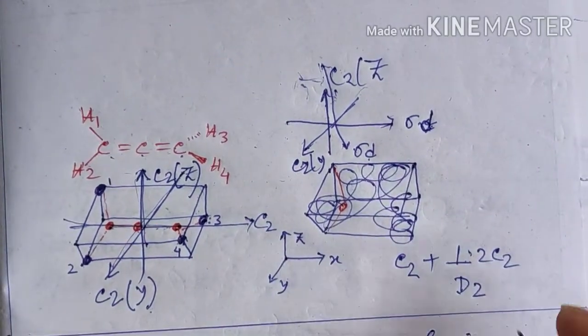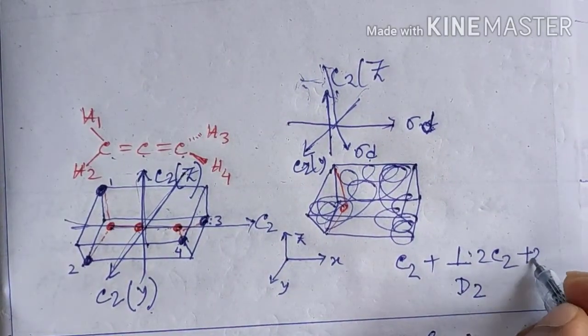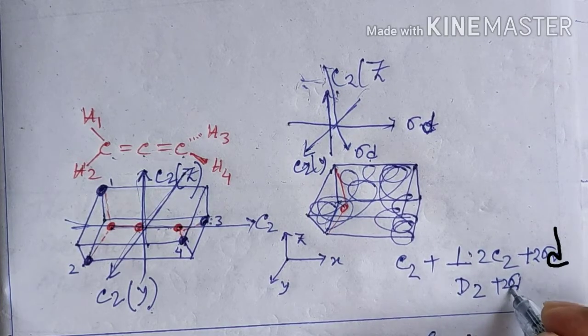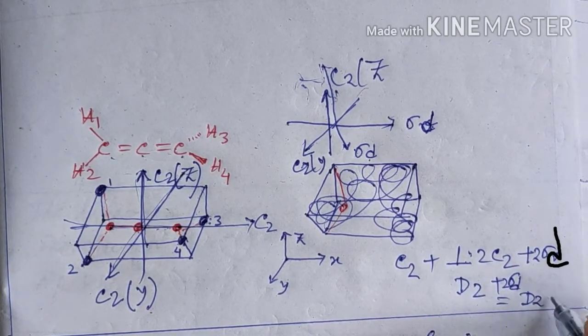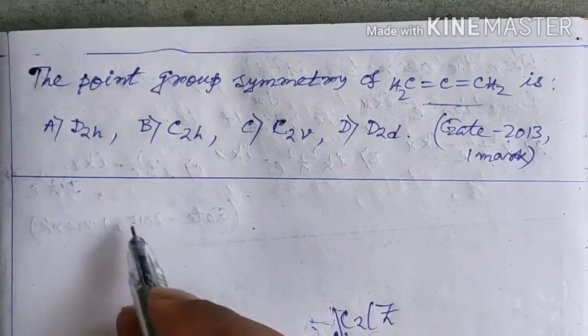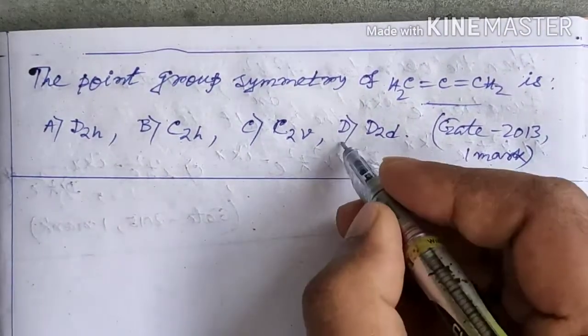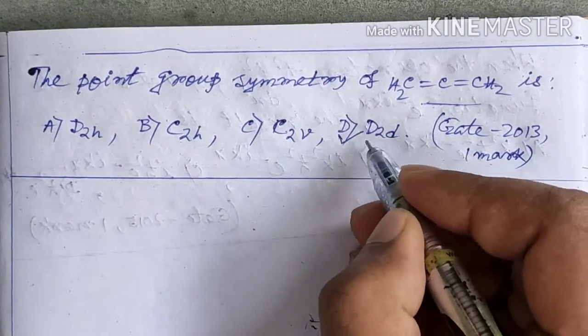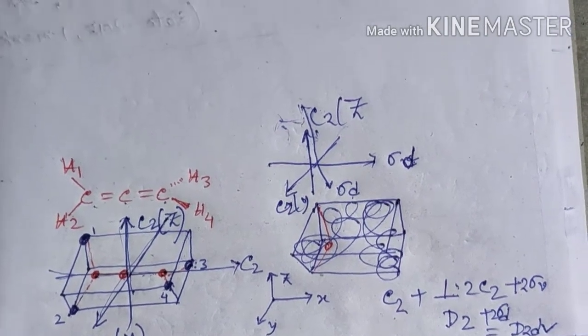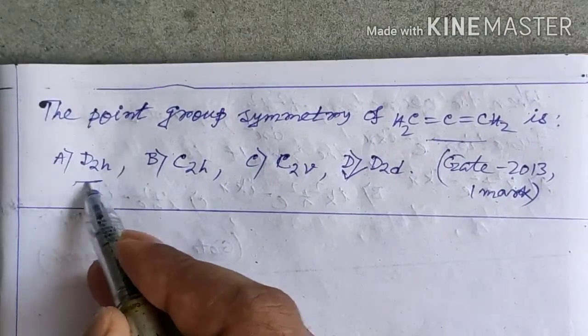That means in addition to this there are 2 sigma d, D2 plus 2 sigma d, that means D2d. Thus among the 4 options we can see that the last option is the correct answer. Since there is no sigma h plane, that is no molecular plane, D2h is not possible.